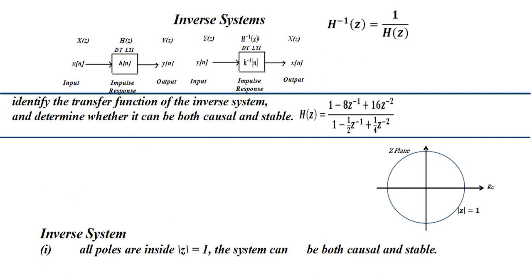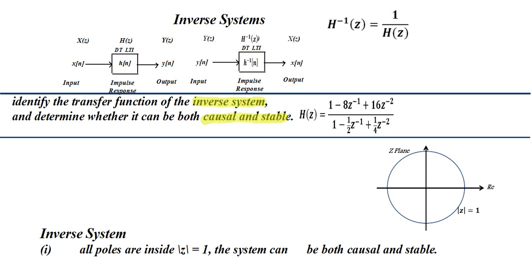Now we will check another condition: identify the transfer function of the inverse system. The question is different now. We need to find the transfer function of the inverse system, and then check whether the inverse system is both causal and stable.